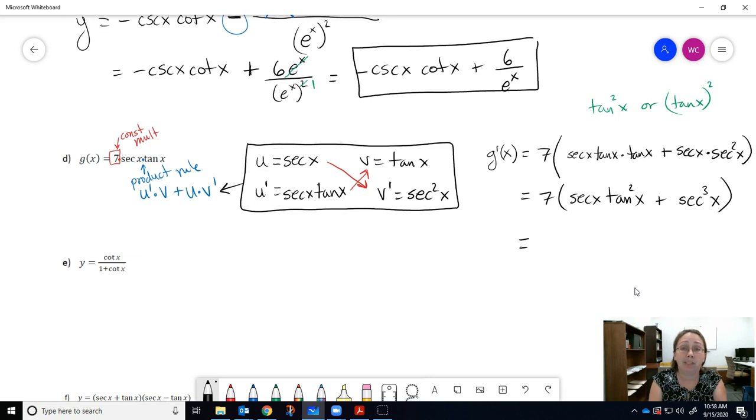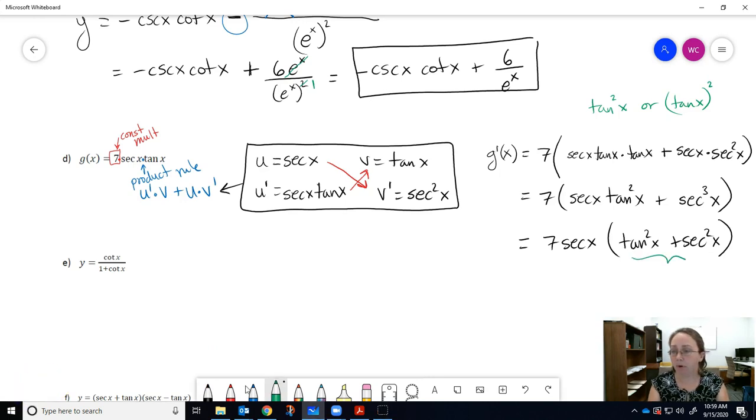Or, maybe it's a multiple choice and you've got to match. You could factor out a secant because both terms have secant and write tangent squared plus secant squared. Right?